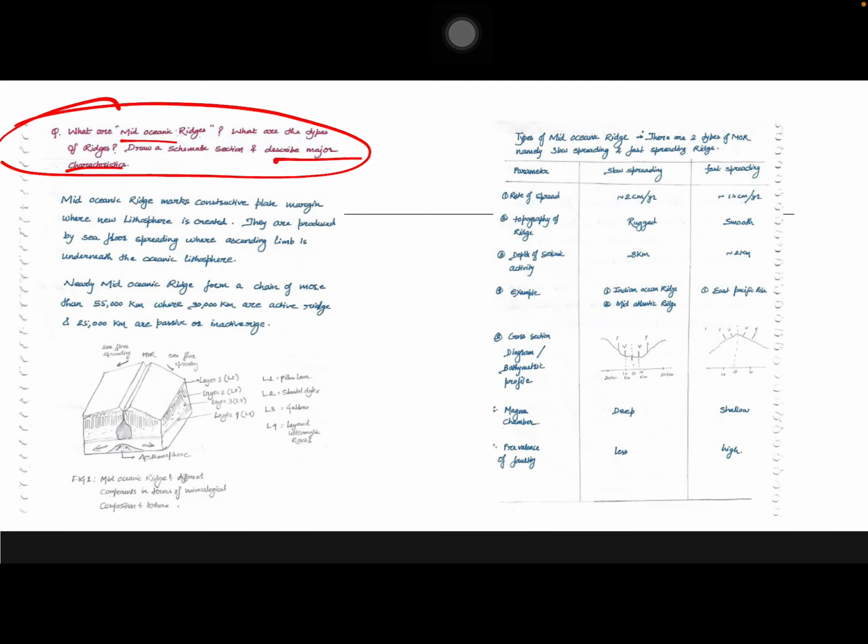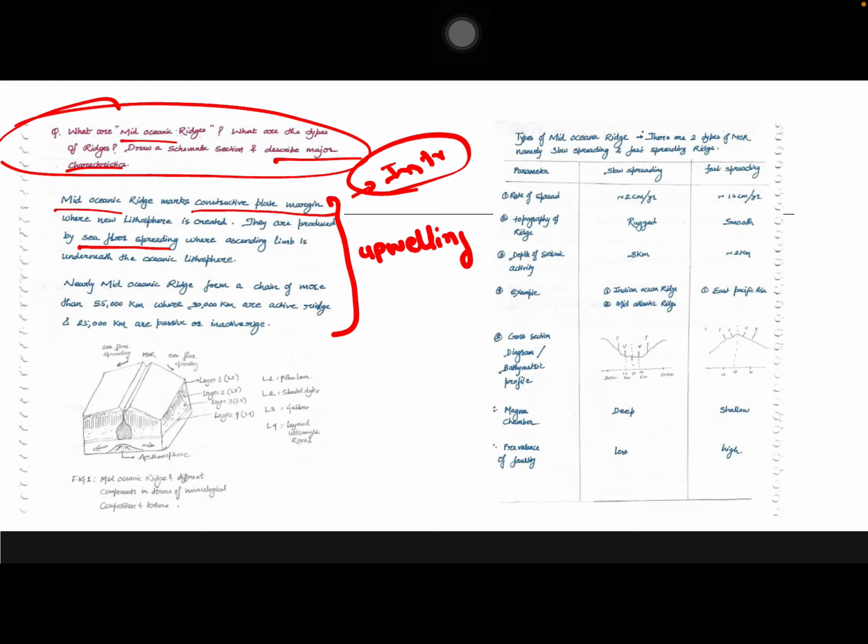Now, see, a good answer starts with a good introduction. A good introduction defines mid-oceanic ridges and uses all the important keywords. So see, the aspirant has mentioned here that it is a constructive plate margin, that seafloor spreading is taking place, that it is a zone of mantle upwelling, right? These are the important keywords that need to be mentioned in your introduction and throughout your answer.